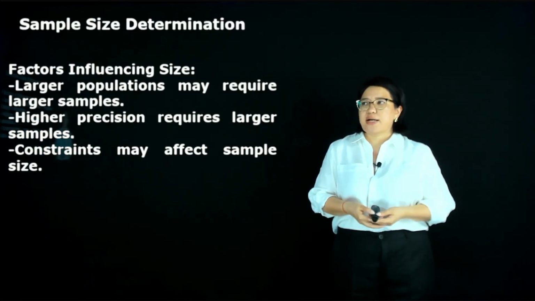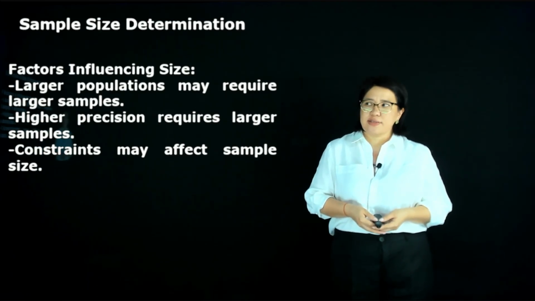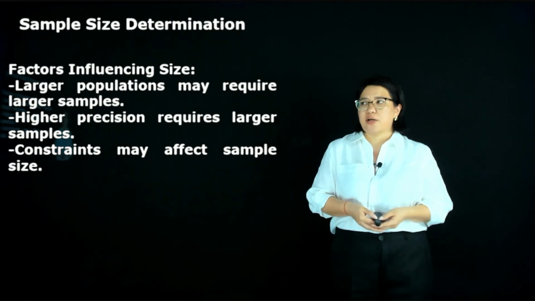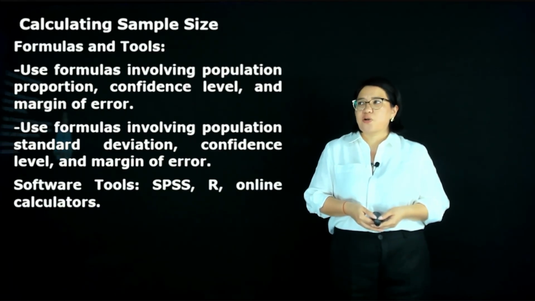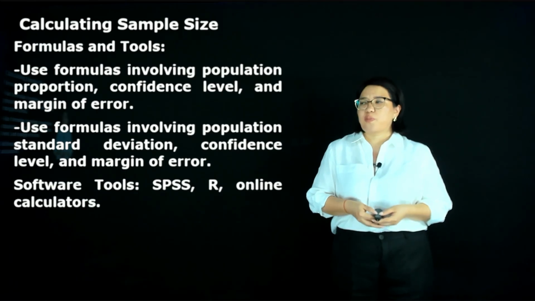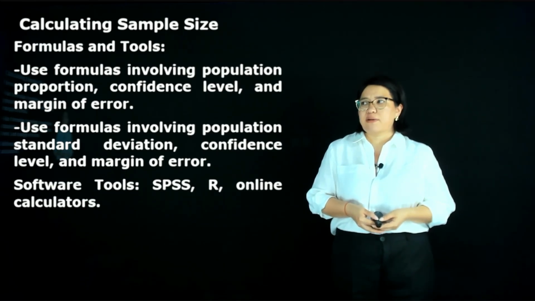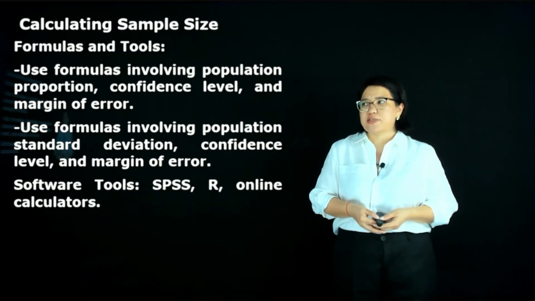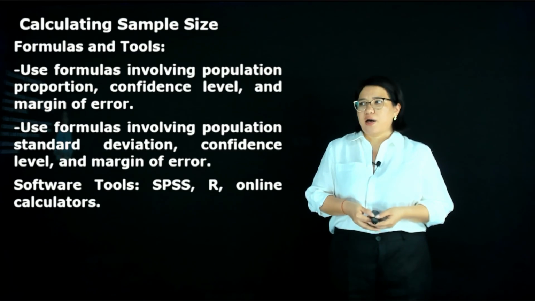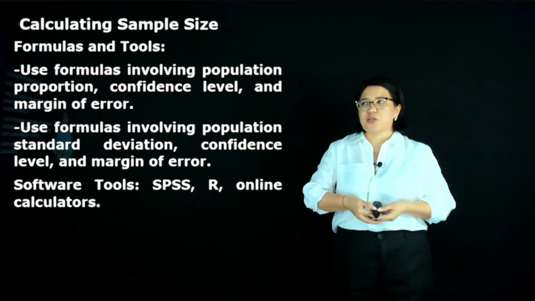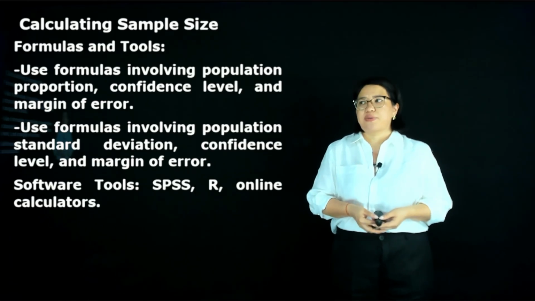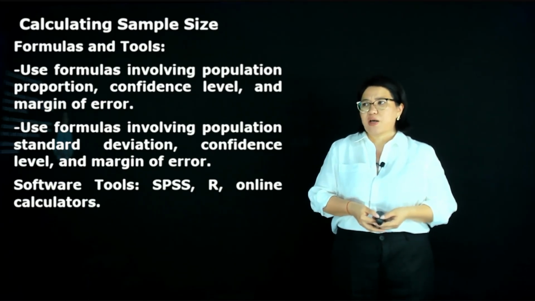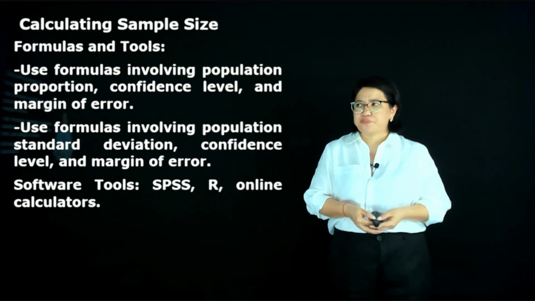And here is sample size determination. A factor influencing size is that a larger population may require larger samples. Calculating sample size uses formulas and tools. Use formulas involving population proportion, confidence level, and margin of error. Or use formulas involving population standard deviation, confidence level, and margin of error. And software tools you can use to calculate sample size are SPSS or online calculators.